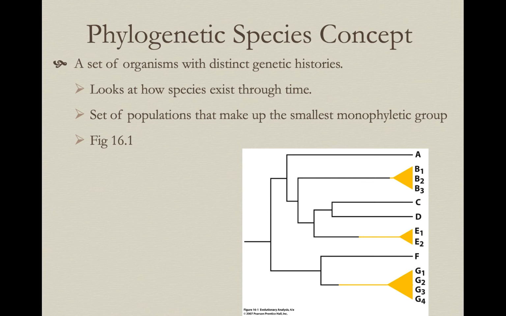So you can use morphological, behavioral, and genetic data to see which sets of populations make up the smallest monophyletic groups or the smallest independent groups with genetic distinctions. For example, all of the bees here, these may represent 3 different subpopulations, but they don't show really much genetic distinction. That's just one species. But they may show some pretty significant genetic distinctions from lineages A, C, D, and so forth.